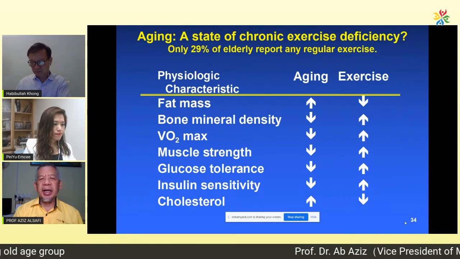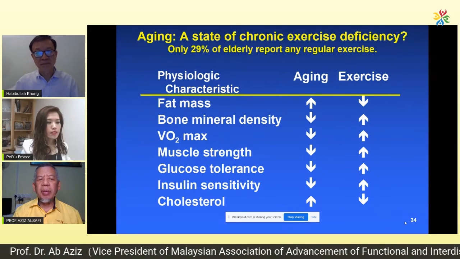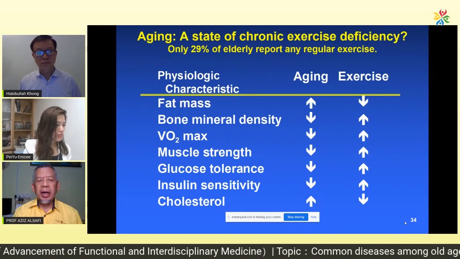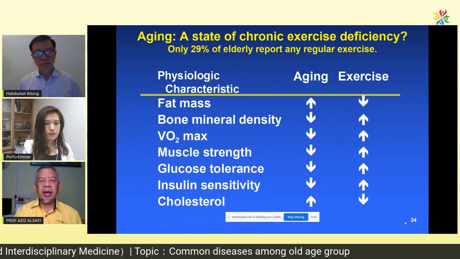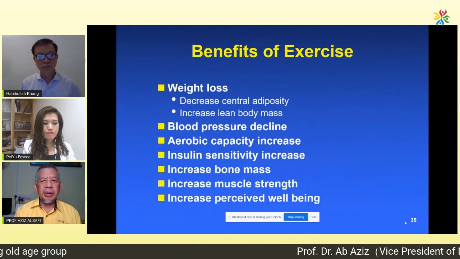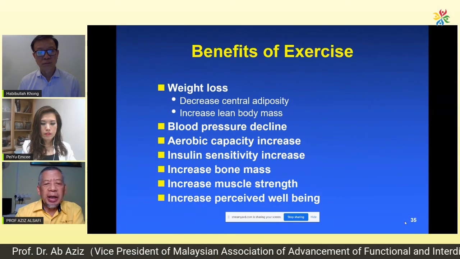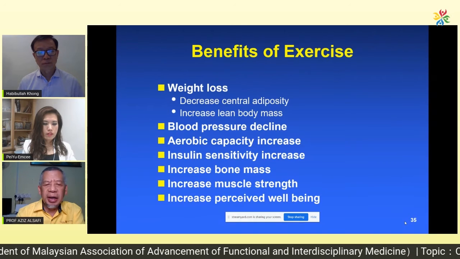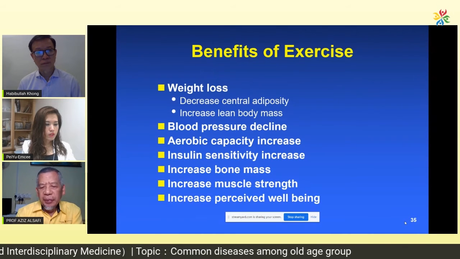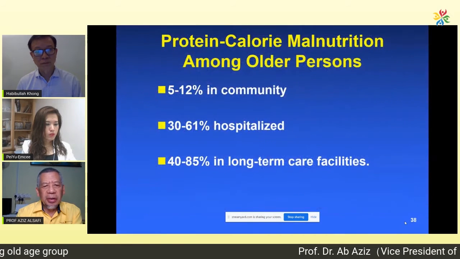For example, in aging, fat mass will be increased, bone mineral density reduced, VO2 max reduced, muscle strength reduced, glucose tolerance reduced, insulin sensitivity reduced, and cholesterol increased. So this will lead to other diseases like diabetes and hypercholesterolemia. The benefits of exercise for the elderly include weight loss, blood pressure decline, increased aerobic capacity, increased insulin sensitivity, increased bone mass, increased muscular strength, and increased perceived well-being. So this is the real benefit of exercise in the elderly.